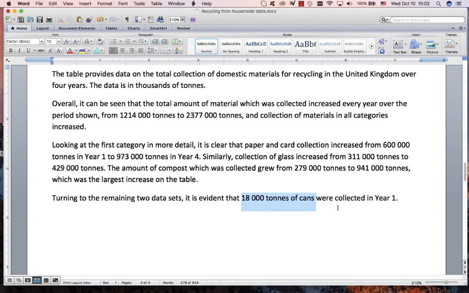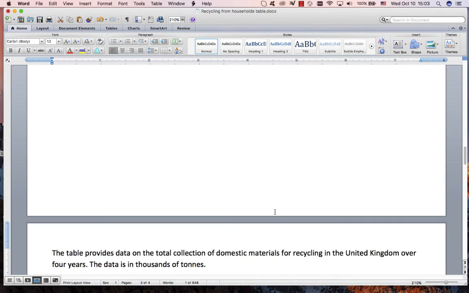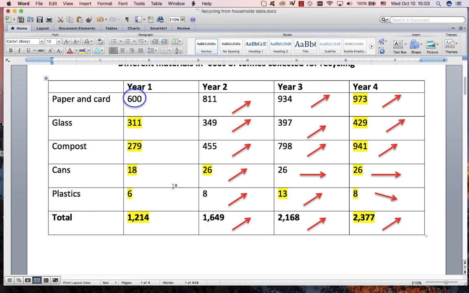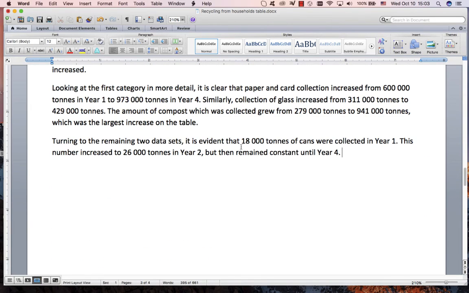Very useful. Please notice I had to do passive over here. And then we can say, very often with noun phrase 4, you can say, this number increased to, or this number decreased to. That gives you a reference pronoun. Examiners like reference pronouns. This number increased to 26 in year 2, but then remained constant until year 4. Very nice. Remained constant, remained the same, remained unchanged. You can use any one of those. Remained constant and remained unchanged are the best.